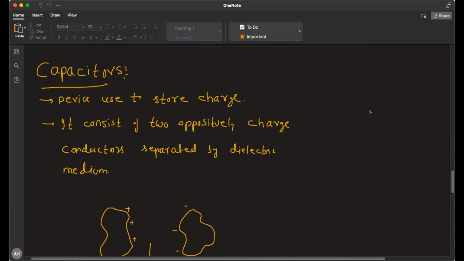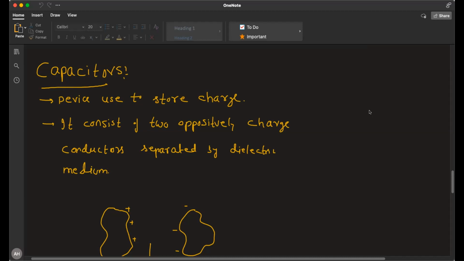Then what's the difference between a capacitor and a battery? See, both the devices can store charge. A battery can store charge, and this capacitor is also a charge storing device. And what's the difference between a cell? Cell and battery are same thing. Battery is just a combination of cells. If you take more than one cell and combine them, you get a battery.